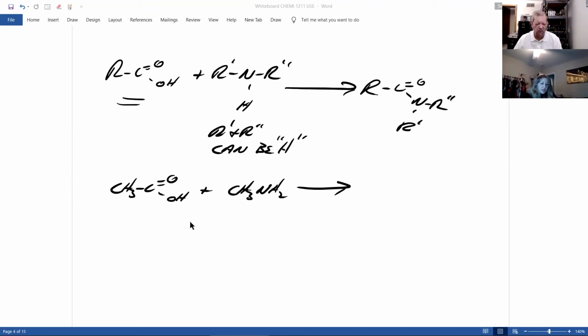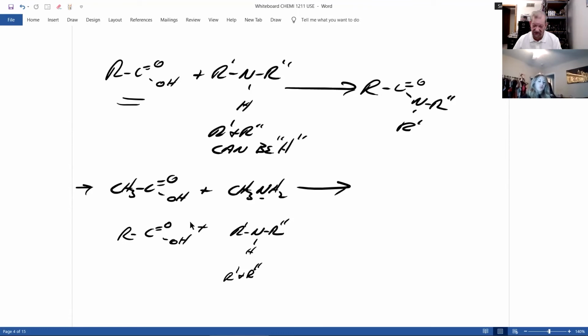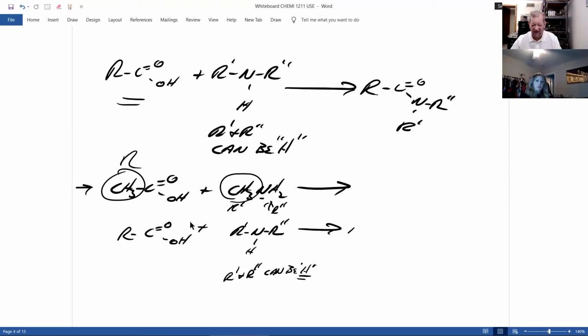I think everybody's done. What's different in this reaction? The first molecule: carbonyl, hydroxyl group, R group, carboxylic acid. Second molecule: nitrogen, which I can write like this. And remember, R prime and R double prime, one or both or none, can be hydrogen. In this case, here's my R group. I'll call this methyl group R prime. And one of these hydrogens is R double prime, because one or both can be hydrogens. And what do you get? You get an amide.